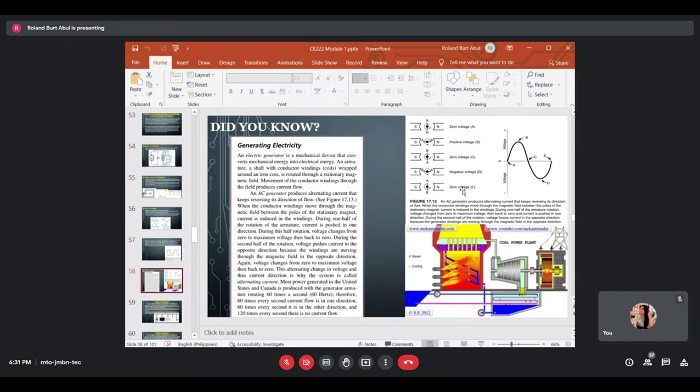During one half of the rotation of the armature, current is pushed in one direction. During this half rotation, voltage changes from 0 to maximum voltage, then back to 0. So, referring to the figure, atong conductor is this one. So, pag mo-rotate na ang atong generator, ang iyahang pulse ana, yung magnetic field is ga kuan pod.